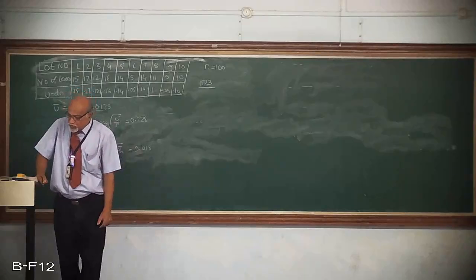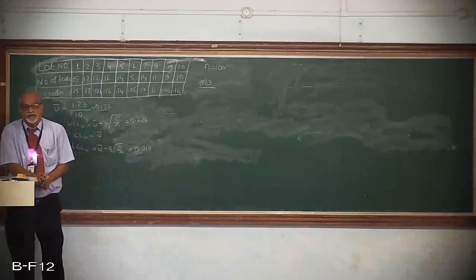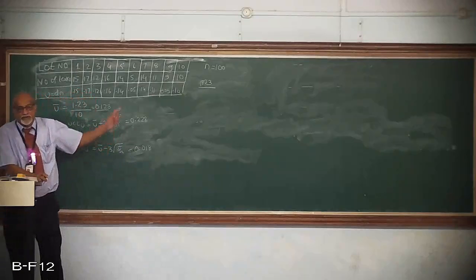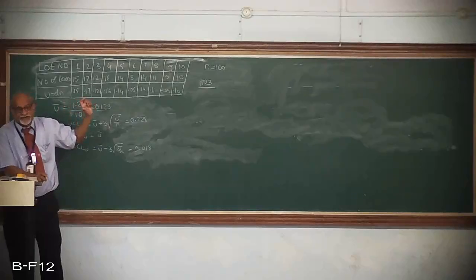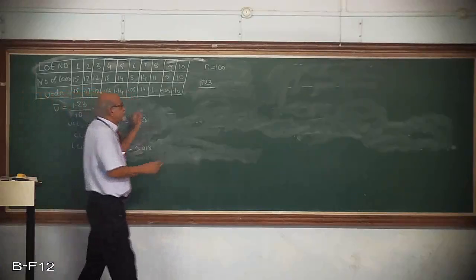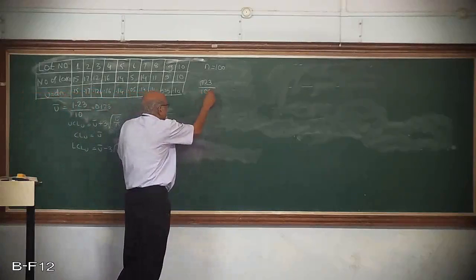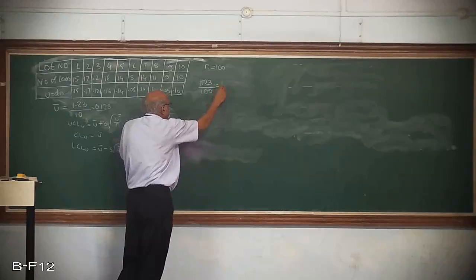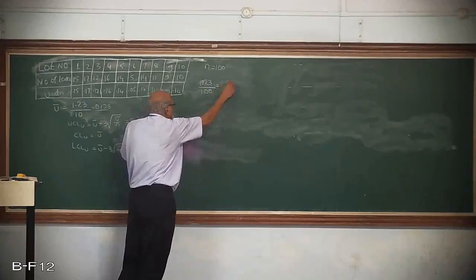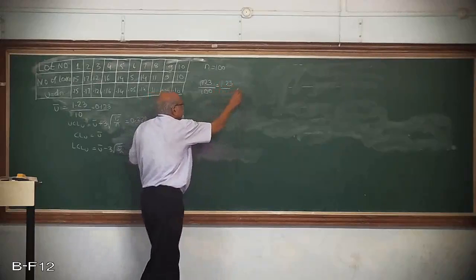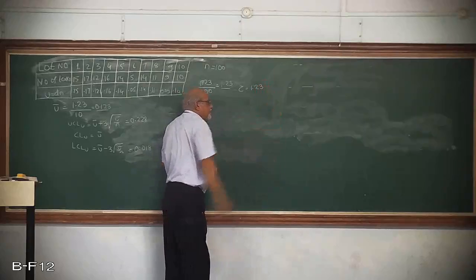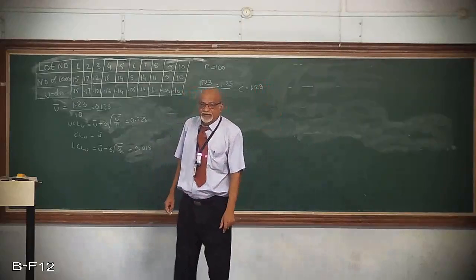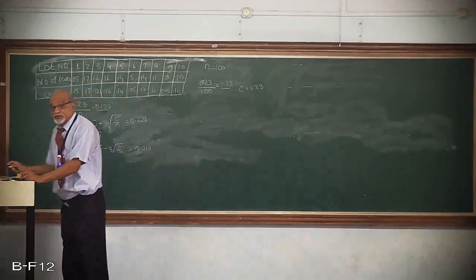Okay, and how many of these are there? The total number of defects is 123. So what is the sample size? The sample size is fixed. It is fixed as 100. So this will be divided by 100. So this works out to be 1.23. C bar works out to be 1.23.